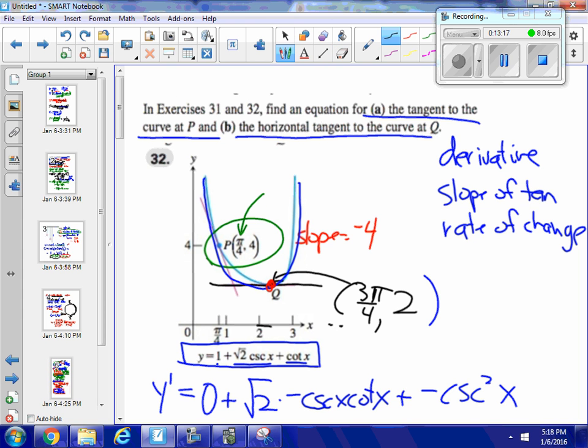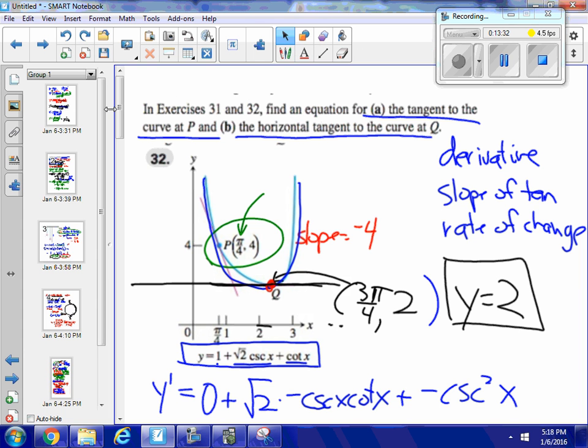So what's the equation of this line? Hey, guess what? It's a horizontal line. So the equation is y is equal to 2. There is no x I need to worry about here. So another really good problem using a lot of different skills that you've had.